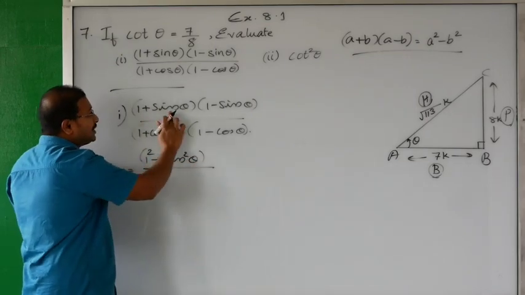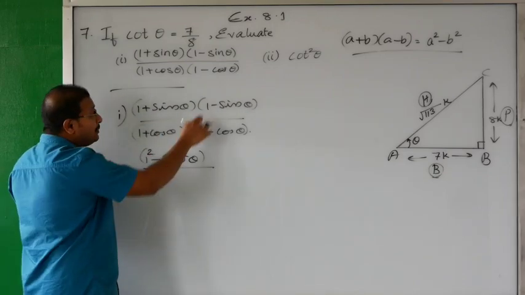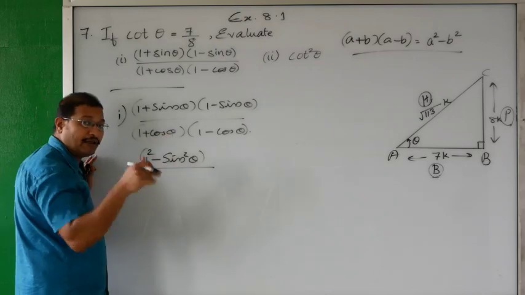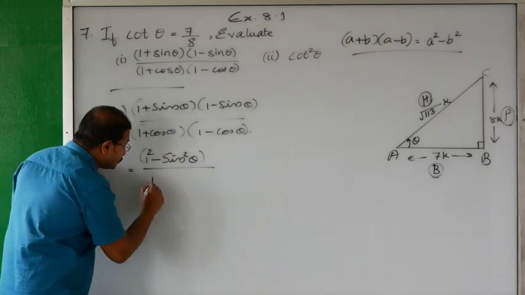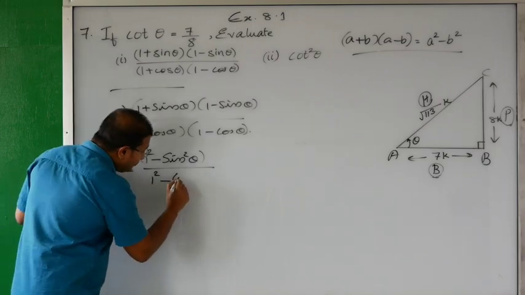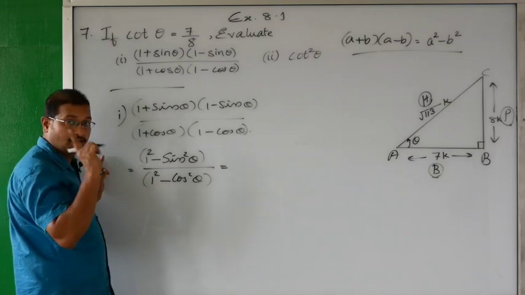Divided by, this is (a plus b)(a minus b). That means a square is 1 square, minus b square, sine square. In the same way, the denominator is (a plus b) into (a minus b), a square minus b square. A square is 1 square, b square is cos square theta, equals square of 1, 1.